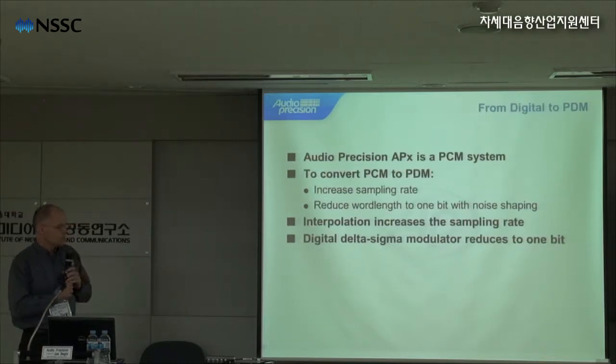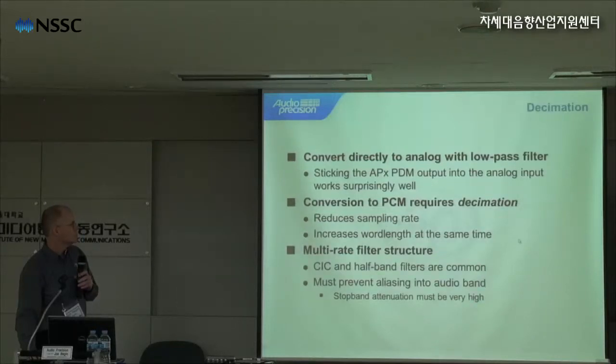So APX is a PCM system. To convert PCM to PDM, you increase the sample rate and reduce the word length to 1 bit, and then use noise shaping to push the noise up high into the spectrum. Interpolation increases the sampling rate, and the digital delta sigma modulator reduces to 1 bit. With decimation, we convert directly to analog with a low-pass filter.